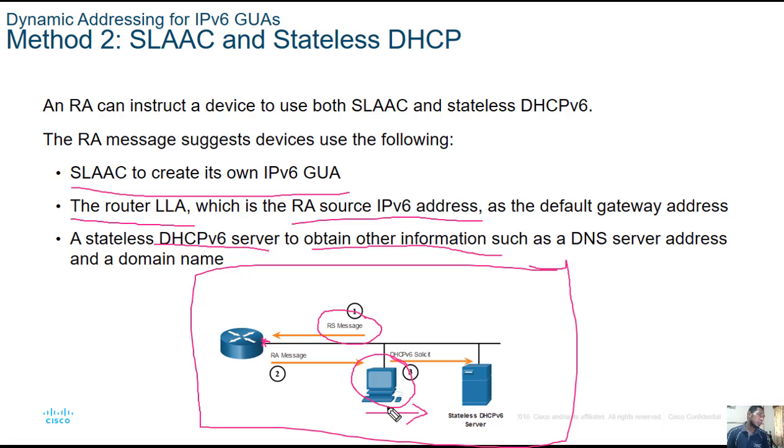So you can either have a server in place, or you could have a router doing the function of a DHCPv6-enabled router.